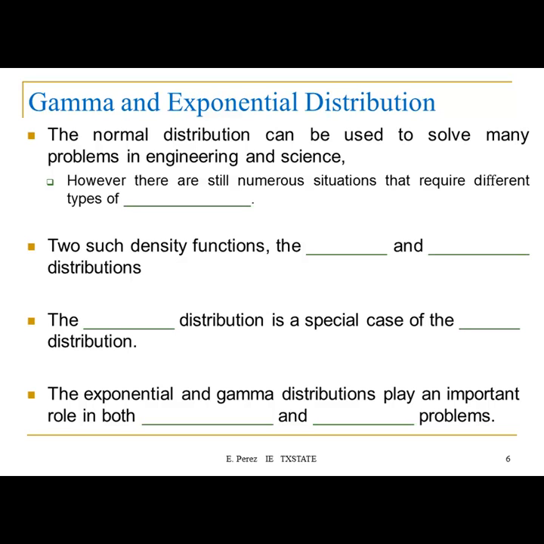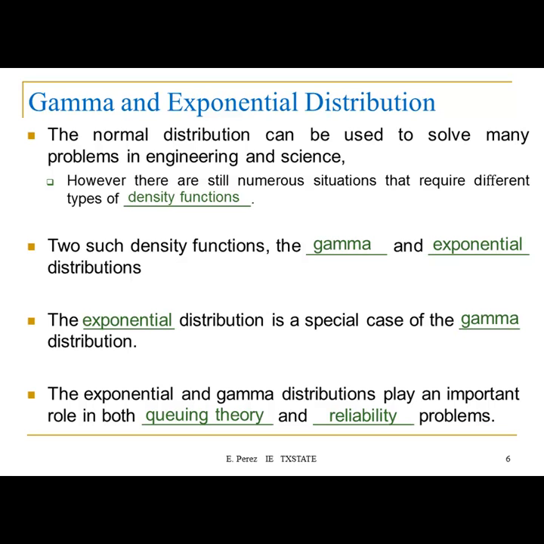The normal distribution can be used to solve many problems in engineering and science. However, there are still numerous situations that require different types of density functions. Again, the density functions are for our continuous random variables. Two such density functions are the gamma and the exponential distribution. The exponential distribution is a special case of the gamma, and the exponential and gamma distributions play an important role in both queuing theory and reliability theory.